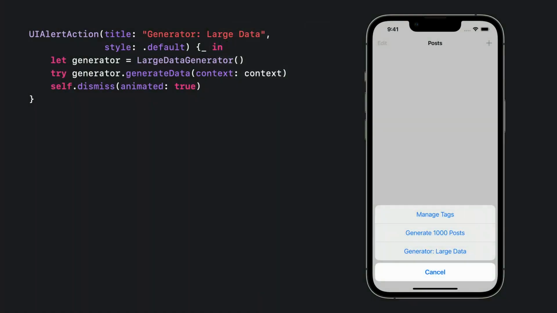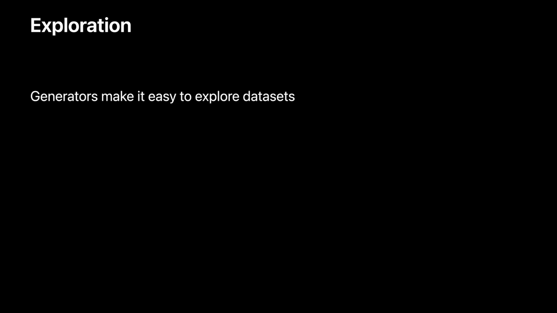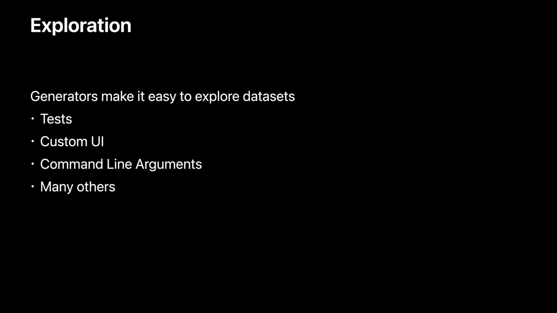This specific user interface is driven by an alert controller. The large data generator's simple interface makes it easy to add a new alert action with just these 2 lines of code. It's clear, concise, and easily understood. In this section, we've explored the behavior of an application using the concept of a data generator. Data generators can be driven in our applications any way we choose, whether that be by tests or custom UI as I've demonstrated, or by something like a command line argument, or anything else that happens to work for your specific use case.